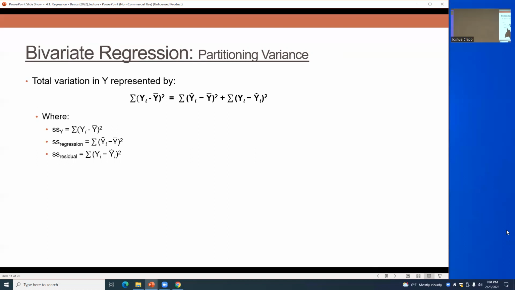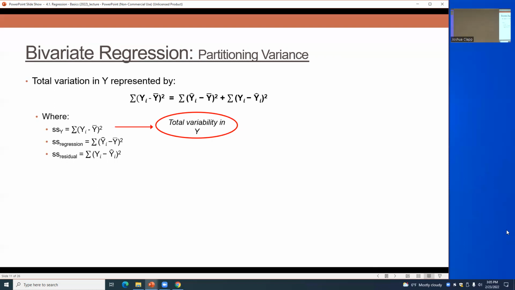Here, the sum of squared deviations of each observation from the mean is just my sum of squares Y. Hopefully you all are very comfortable with this. This is just the total variability of my outcome. How much do my scores differ around the mean? Elizabeth, if all of my scores are the same, what's my sum of squares total? 0, because they're all the same. If that's the case, we've got a constant, not a variable, and we've got problems.